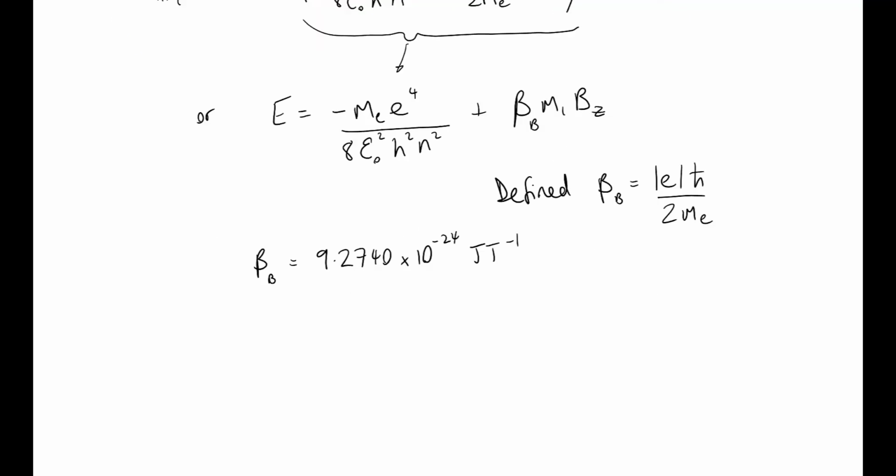That is 9.2740 times 10 to the negative 24, and that's joules per Tesla. So what does this all mean? It basically tells us that a state with given values of n and L is split into 2L plus 1 levels by a magnetic field. So the p orbitals are split by this magnetic field as shown in the diagram below.